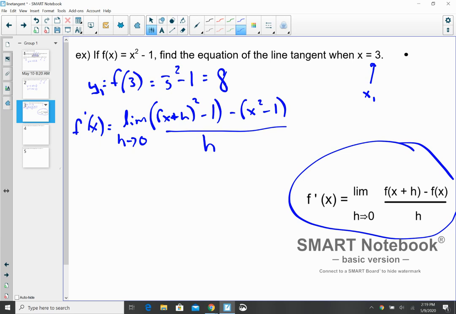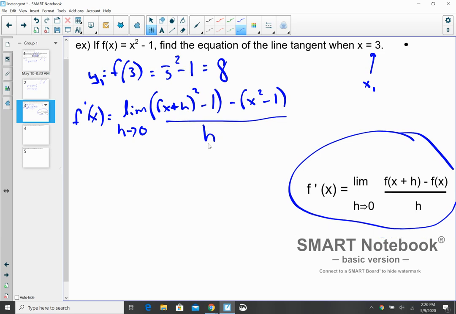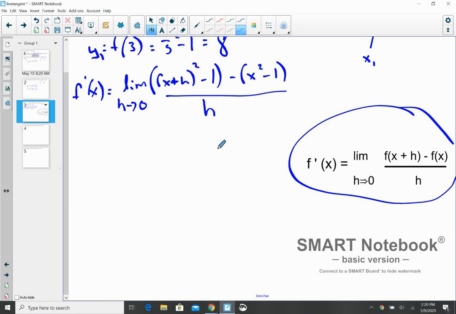So it's algebra time. We got to take care of that. All right, so let me give myself a little bit more room. So then this guy is going to equal. Let's keep the limit here because we haven't done it yet. We have to do some stuff out. We're going to square that x plus h out.